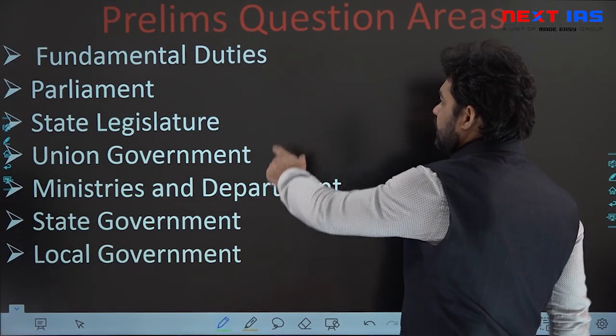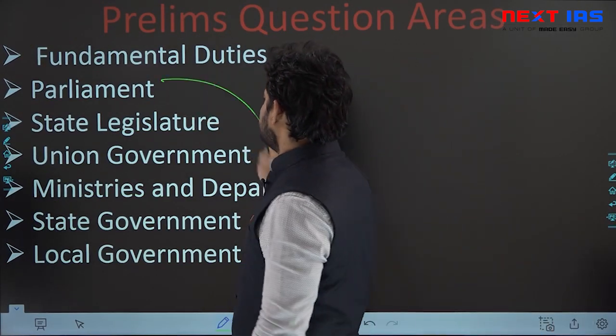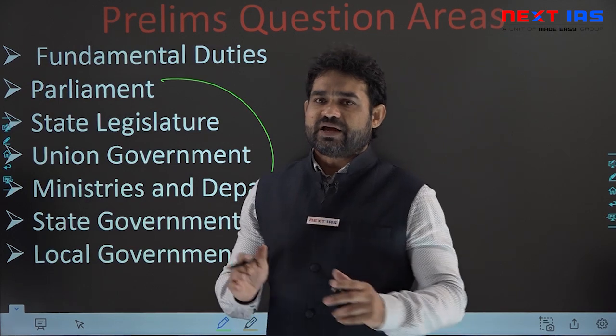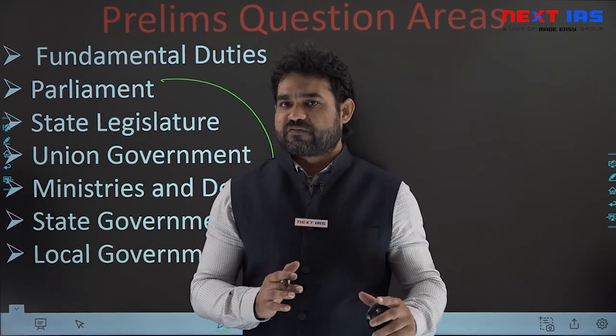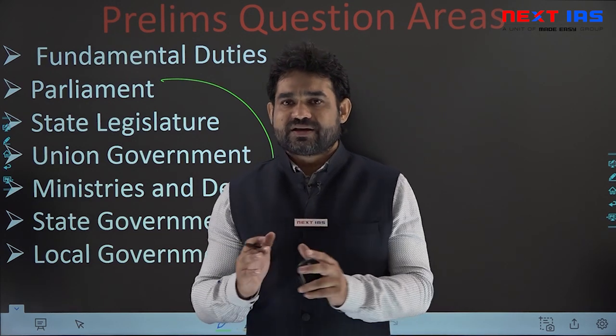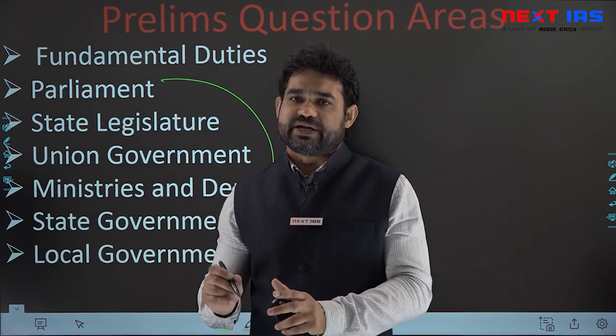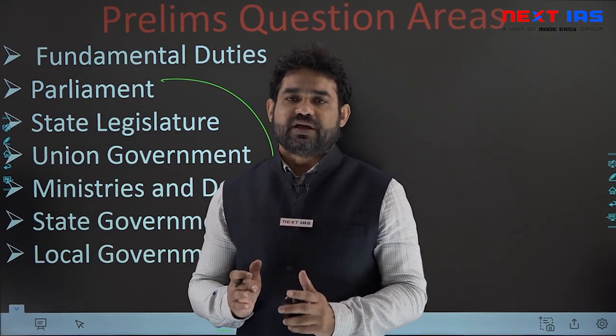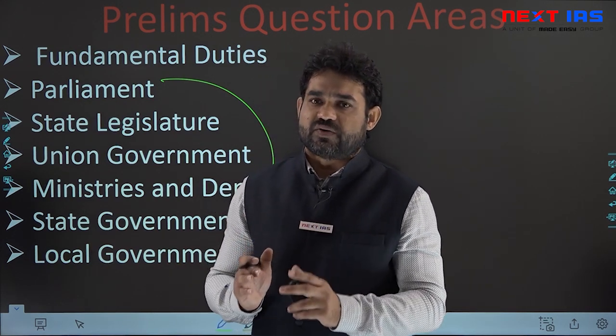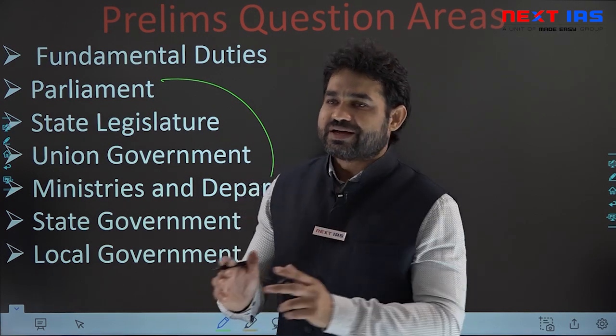Then we have the questions from the legislature, the union legislature and the state legislature. So the Parliament of India, consisting of the President of India, Lok Sabha and Rajya Sabha, the House of the People and the Council of States, and the state legislature, consisting of the governor, the state legislative assembly, and in whatever states we have it, the state legislative council.